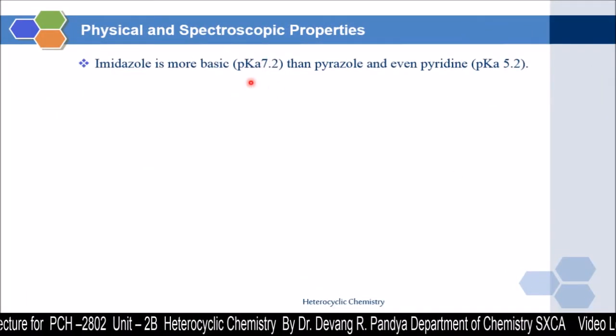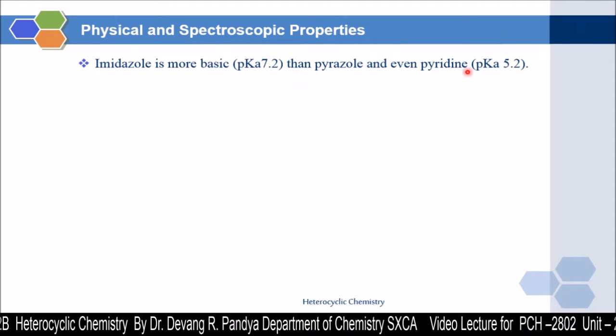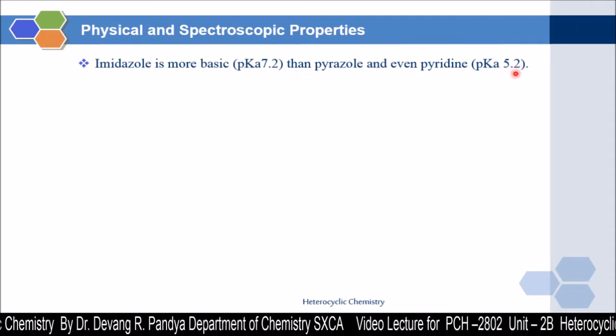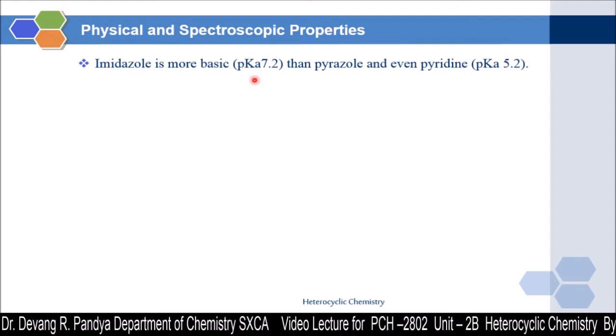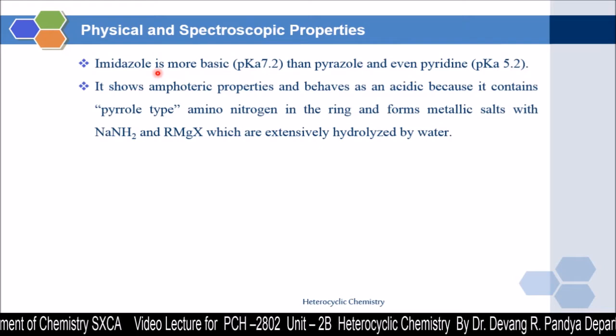Imidazole is more basic. The pKa value would be 7.2 compared to pyrazole and pyridine. Even pyridine has a pKa of 5.2, and this is even higher than that. That means the basic nature of imidazole is the highest as well.